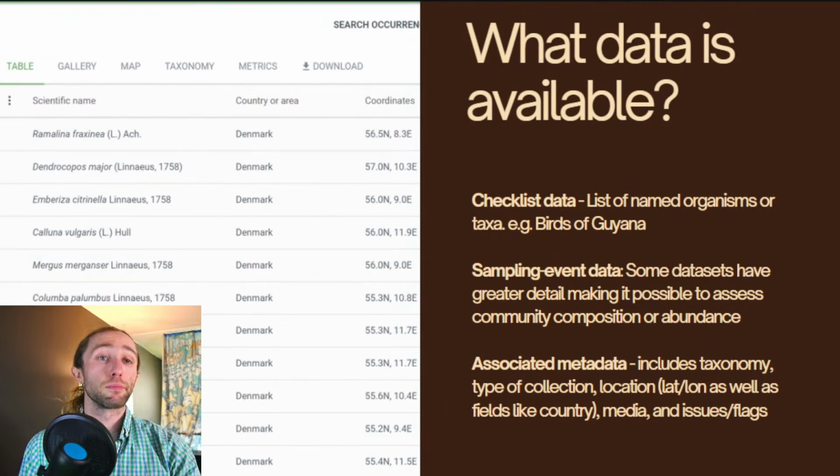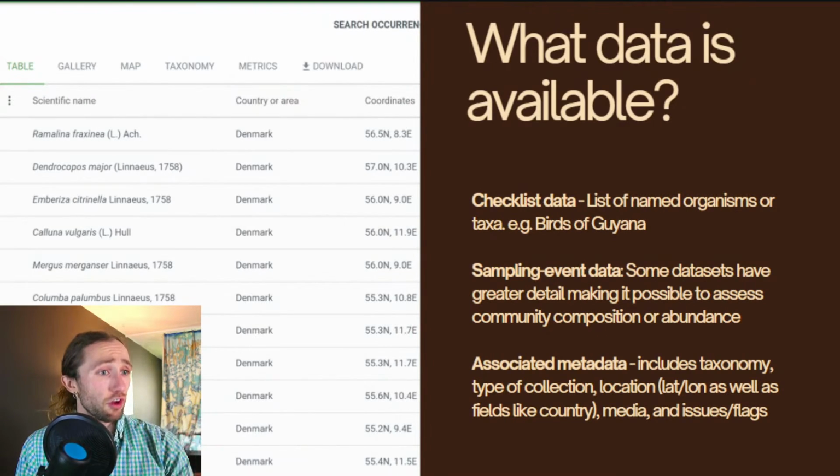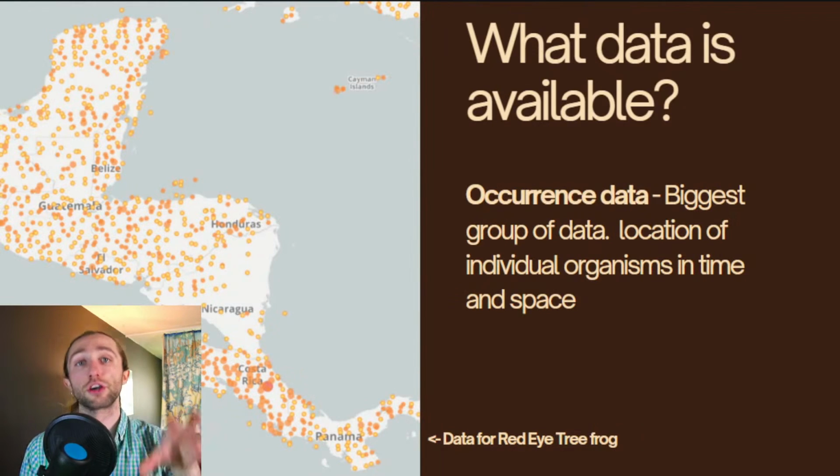Another big component of their data is the associated metadata. So this includes information such as taxonomy, the type of collection, so how was this data collected, the different locations, the media, issues, and flags. All of this associated metadata is primarily attached to the occurrence data.